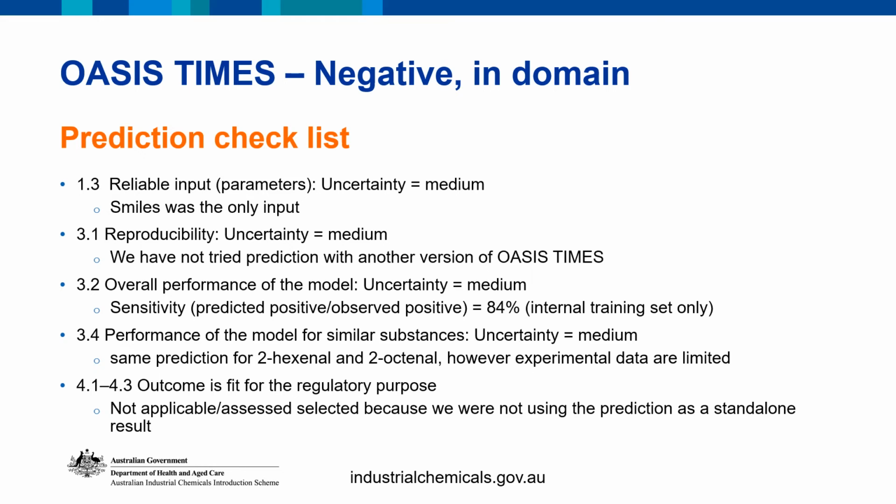OASIS Times Prediction Checklist. OASIS Times predicted 2-heptanol to be negative for Ames mutagenicity. The prediction was in domain.